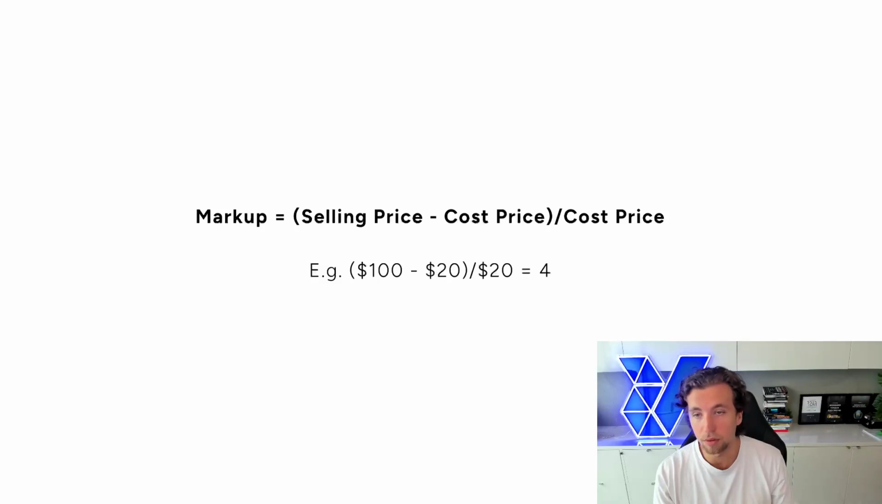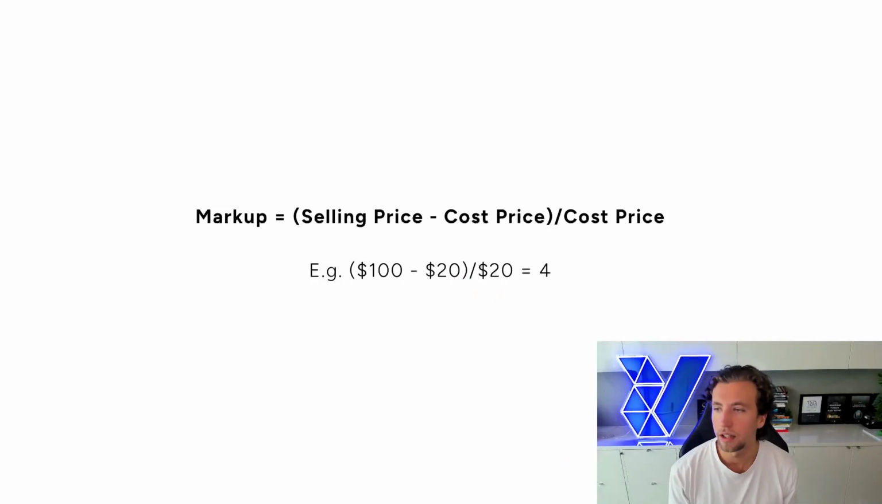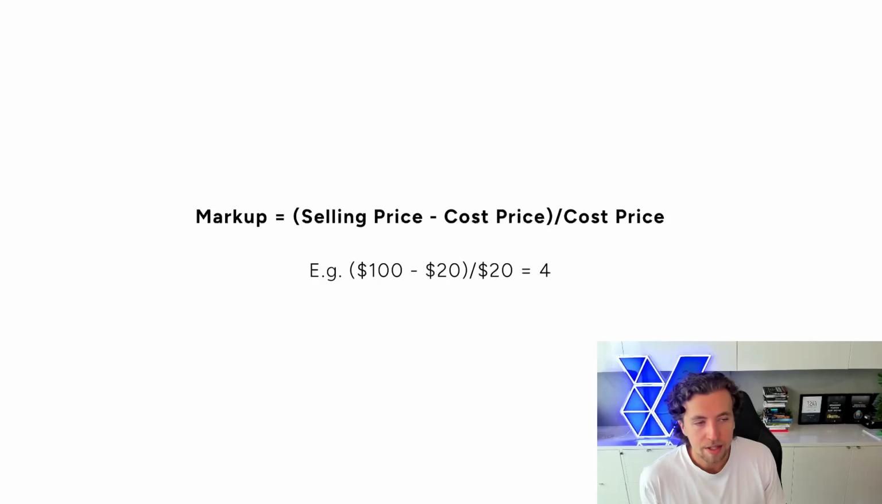So, exact same example: $100 product, $20 cost, it's $80. When we divide that by the $20, it's 4x. And so we're marking the product up. Now this might seem fairly obvious, but even with markup, everyone calculates this differently. So you need to understand how they're actually coming to that figure.